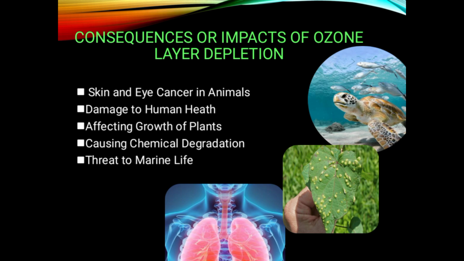It results in skin cancer and eye cancer in animals. It also causes damage to human health. If the ozone layer is depleted completely, humans will get directly exposed to intense UV from the sunlight, and overexposure to these rays is responsible for skin cancer, sunburns, immune deficiency disorders, and rapid aging.